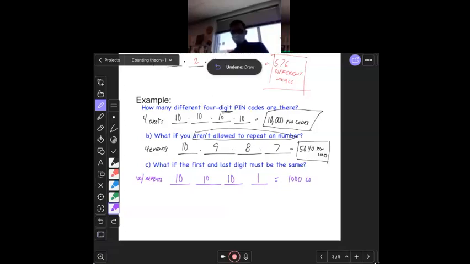So if somebody tells you, hey, guess my PIN, I'll just tell you the first and last number are the same. Just cut the choices to 1/10: 1,000 instead of 10,000. So see how you limit yourself by adding things like that into your PIN. So much less safety there. And then what if there aren't repeats? What if you can't repeat a number?